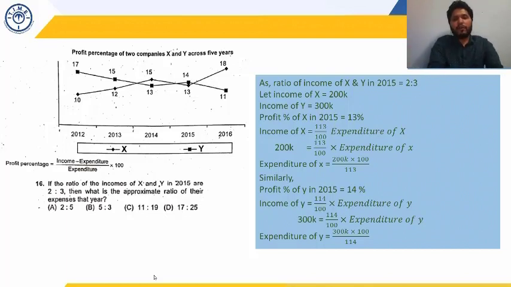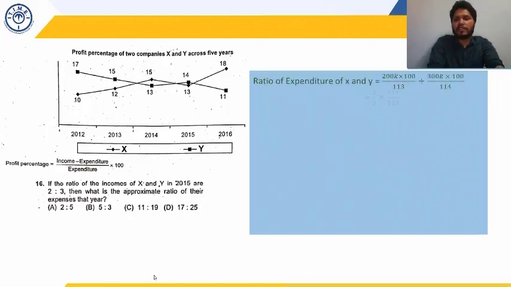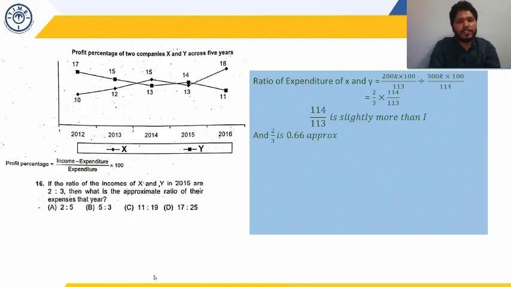So now what we have to find out is the ratio of the expenditure of X and expenditure of Y. Everything will get cancelled out in the ratio. So what we are getting is 2 by 3 into 114 divided by 113. Now how to calculate this ratio? 114 and 113 are almost the same. It is slightly more than 1 because numerator is slightly more than denominator. So this answer is going to be approximately 2 by 3 only, which is 0.66, or slightly more than 0.66.